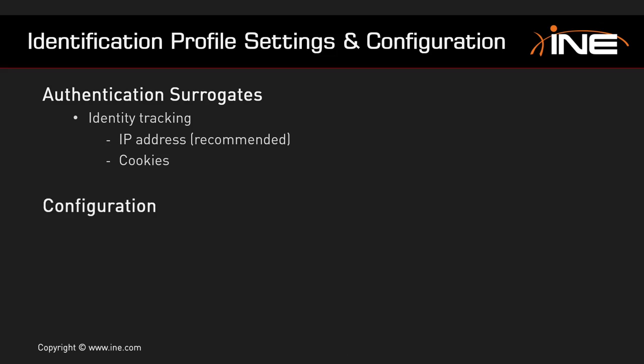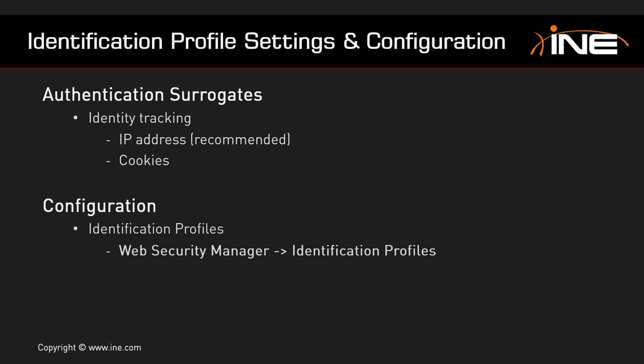Okay, in order to configure the profiles, you will have to go to the Web Security Manager and then choose the Identification Profiles option. This is how you will get to the profile table. But before you will be able to configure all of the profile options, you will first have to define a realm under Network and Authentication, and possibly tune some of the global settings.